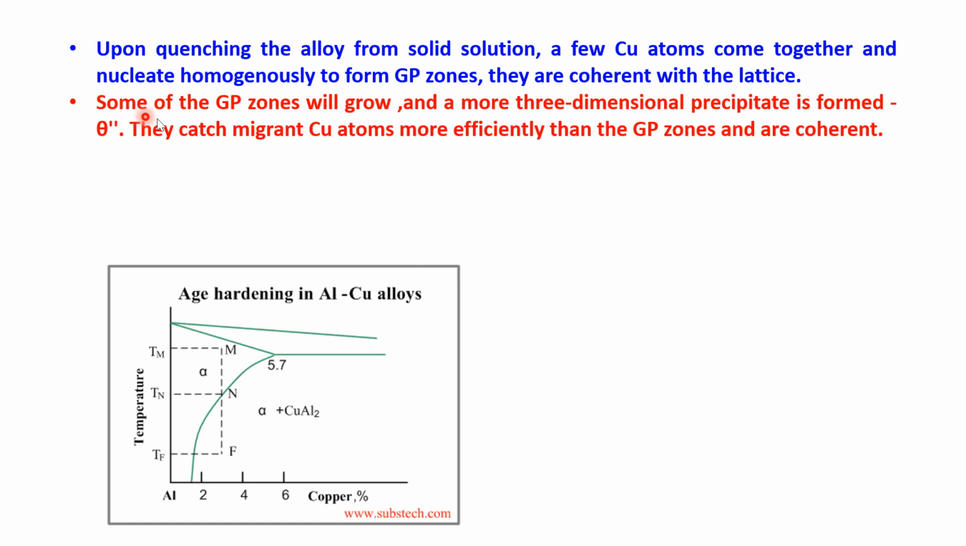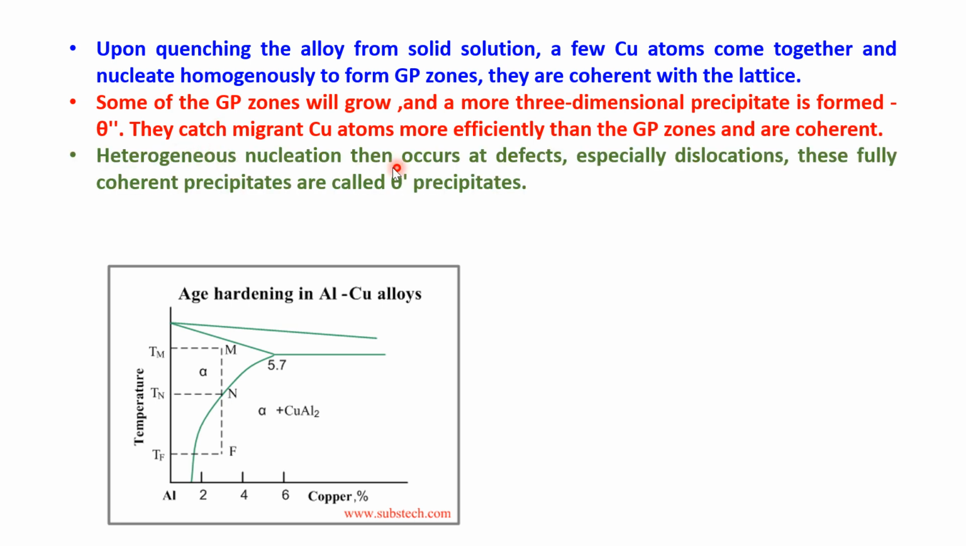Then these GP zones start growing and more three-dimensional precipitates start forming. This more three-dimensional precipitate is known as theta double prime. How does it become more three-dimensional? These theta double prime precipitates can incorporate the copper atoms more efficiently than the GP zones. These precipitates are also coherent. So GP zones are coherent, theta double prime is coherent. Then we have theta single prime. Initially homogeneous nucleation was taking place, but then heterogeneous nucleation starts occurring at the defects.